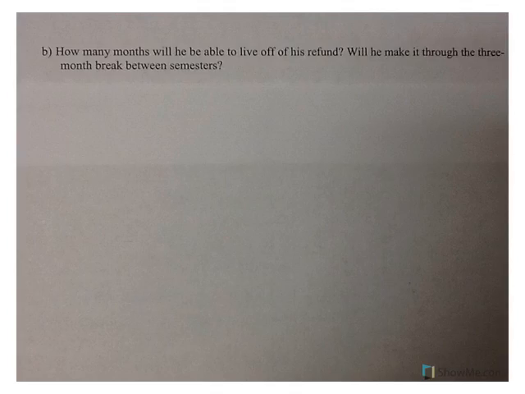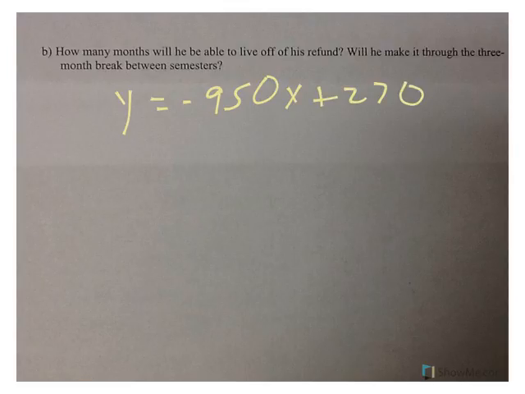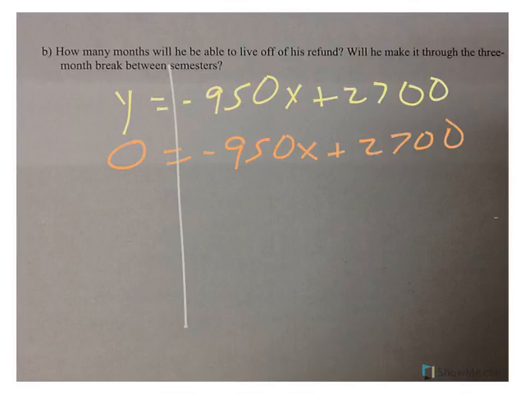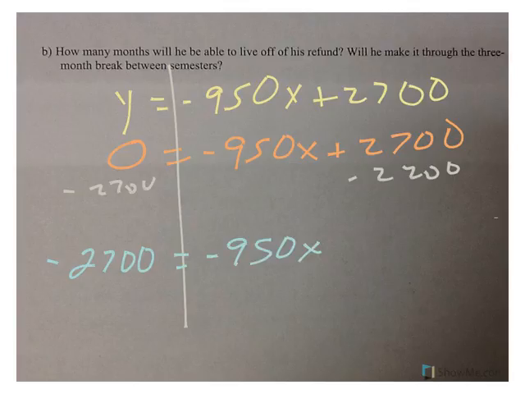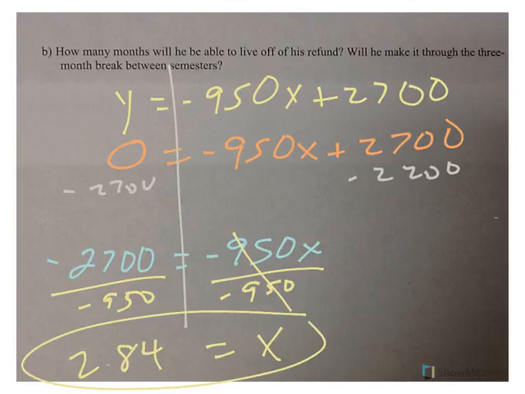Okay? So, in letter B, how many months will he be able to live off his refund? Well, if we're at Y equals negative 950X plus 2,700, living off his refund means he'll have 0 left. How many months can he go before he's out of money? So again, we're going to solve. We first subtract 2,700 from each side. That gives me negative 2,700 equals negative 950x. We'll divide both sides by negative 950 because that's the number in front of x. And we get 2.84. He can live 2 full months and then a partial.